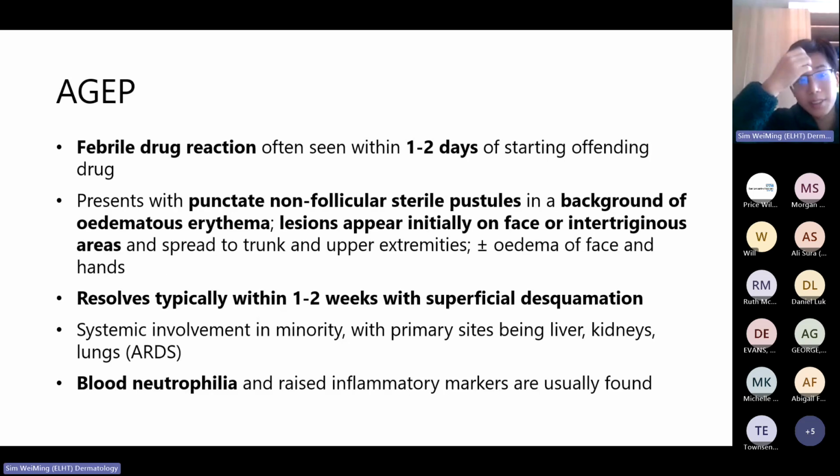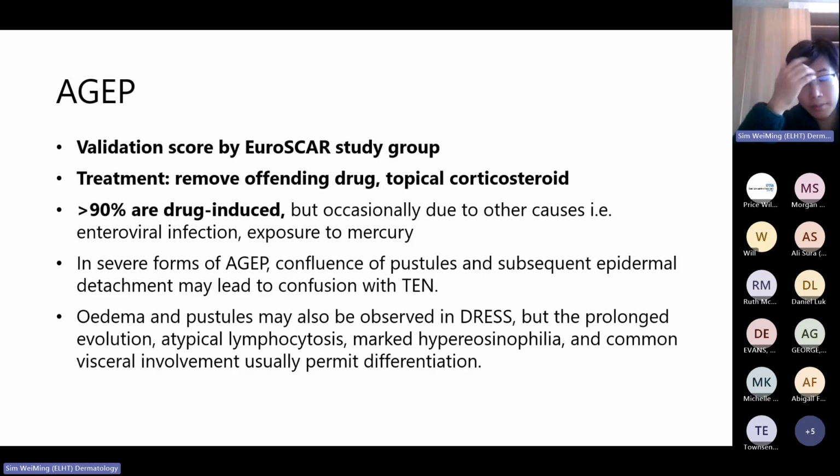So just to briefly go through, AGEP is a drug reaction often seen 1 to 2 days after starting a drug. You see numerous pustules. They're not like infected pustules, they're sterile pustules, just because your neutrophils are collecting under your skin in little pockets. They appear initially on the face or intertriginous areas. They typically resolve in 1 to 2 weeks, and you get blood neutrophilia if you've done routine bloods.